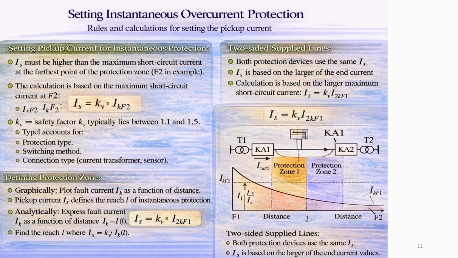One key point: instantaneous protection is used as a primary protection, not as backup protection. It provides very fast fault clearing but limited reach.